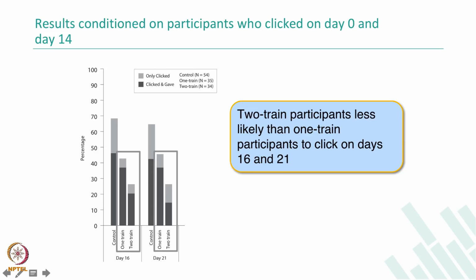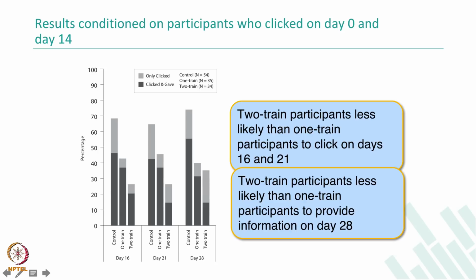So how will you infer this? You will infer this by looking at the 2 train bar, which is always less than the 1 train bar on day 16 and day 21. And you also see that 2 trained participants are less likely than 1 trained participants to provide information on day 28, which is to click and give, which is lower on day 28 compared to 1 train. I hope that makes sense, right?